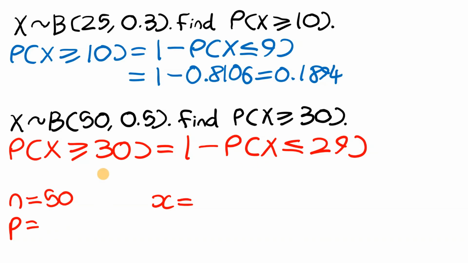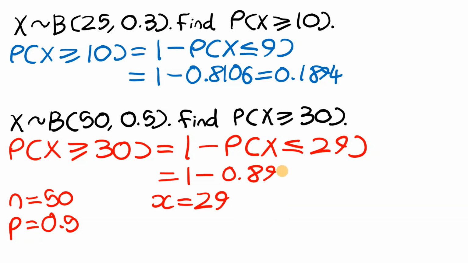So here n is 50, p is 0.5, and x is 29. If you put this into your calculator, it's going to be 1 minus, and then if you put this into your calculator, this is equal to 0.8987 to 4 decimal places. And if you put this into your calculator, this is equal to 0.1013. So this is the probability that x is bigger than or equal to 30.